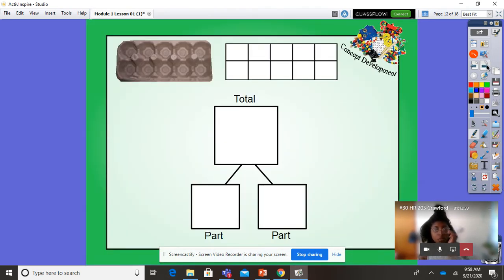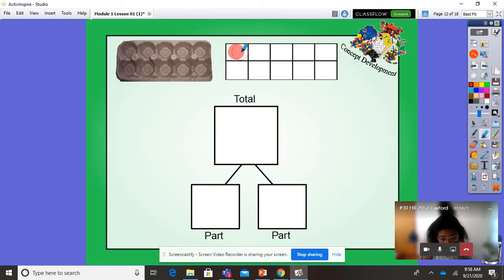So boys and girls, you have seen this before during our calendar time. You have seen this 10 frame in kindergarten too, and I'm going to show you how to do it. This is my turn. I do. So take a look here.